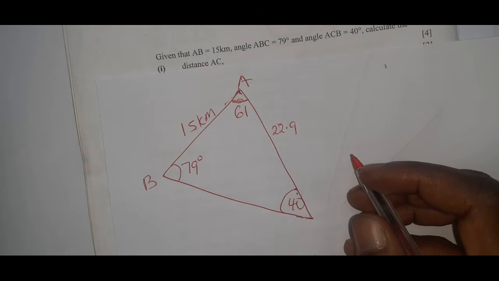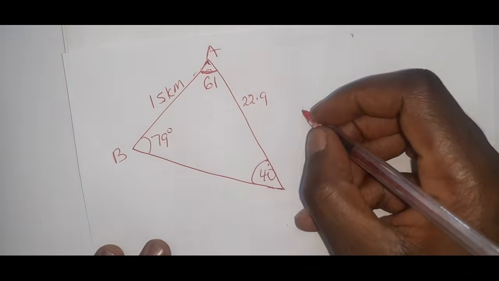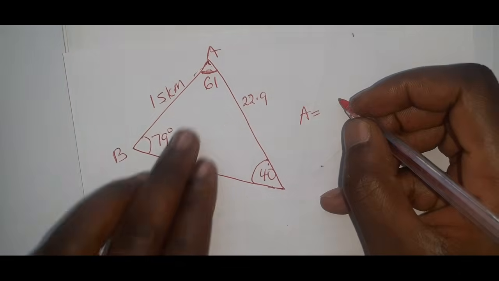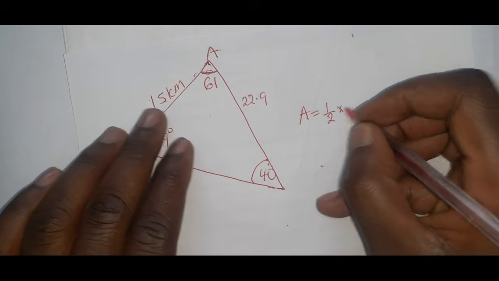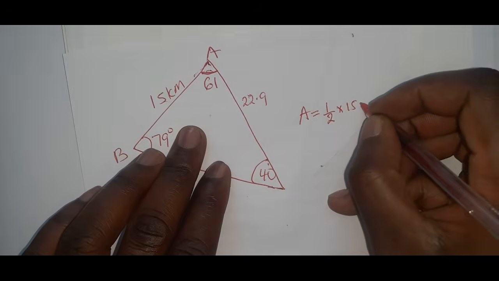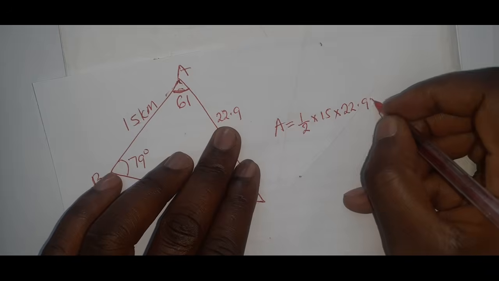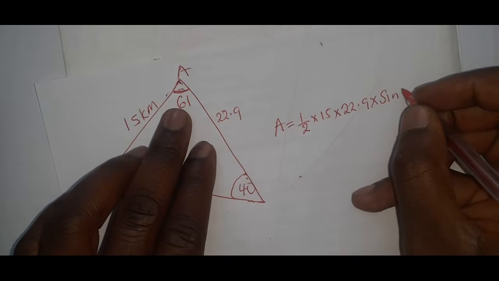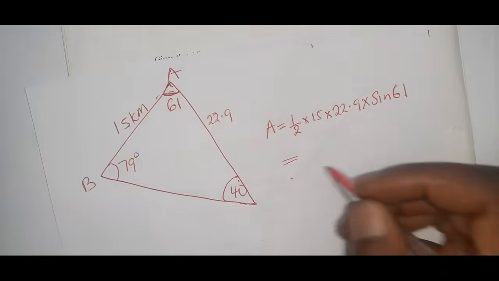180 minus 79, then minus 40. You're going to get 61. Then you use now the area is equal to half, multiplied by these two sides, 15 multiplied by 22.9, multiplied by sine of what? Sine 61. So we punch this on the calculator.